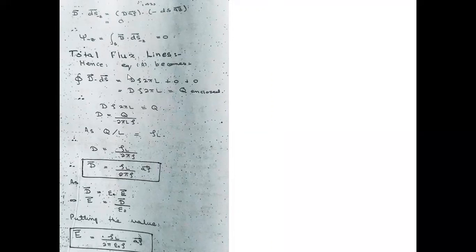Then we have to add these three: D_rho 2 pi rho L plus 0 plus 0. This is the curved surface psi, and this is the top and bottom. So we will get D equal to rho_L over 2 pi rho in the direction of a_rho. And if we want the equation in terms of E, we will just divide this whole equation by epsilon naught. So we will get rho_L over 2 pi epsilon naught rho. Only epsilon naught has been introduced in the denominator, and the rest of the variables are the same.